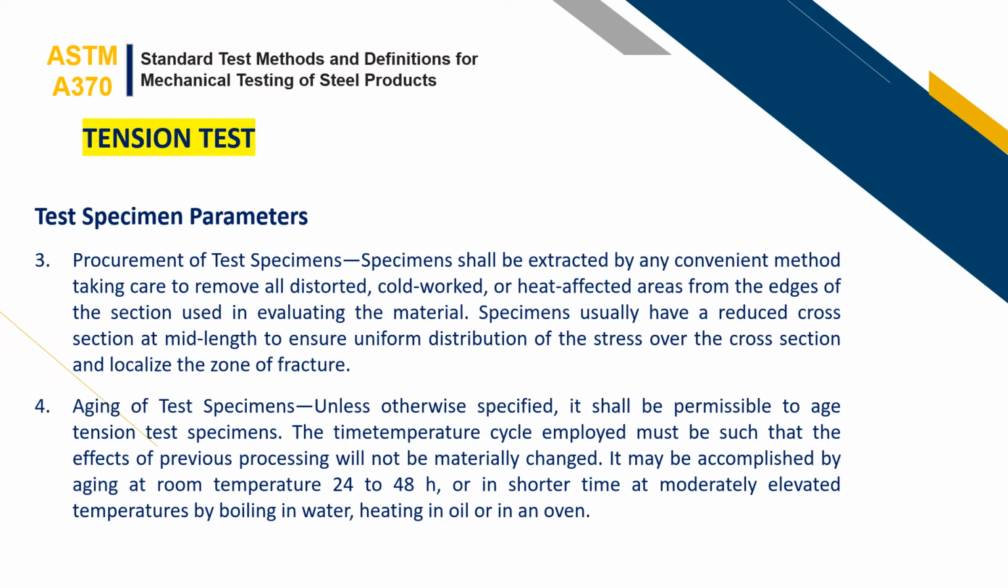Unless otherwise specified, it shall be permissible to age tension test specimens. The time-temperature cycle employed must be such that the effects of previous processing will not be materially changed. It may be accomplished by aging at room temperature for 24 to 48 hours, or in a shorter time at moderately elevated temperatures by boiling in water, heating in oil, or in an oven.